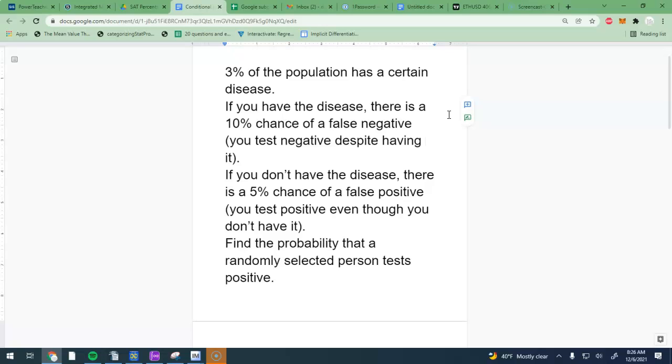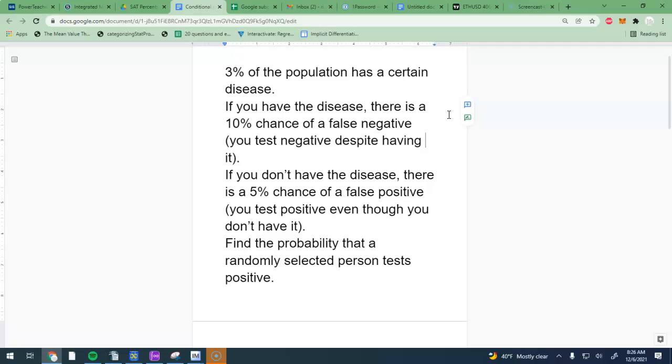Find the probability that a randomly selected person tests positive. We're going to go through how to do this. The diagram isn't really going to get you there. This is a different kind of problem. I like that diagram, it won't work here. So, I'm going to do it, and then I'll change the numbers and have you guys count.